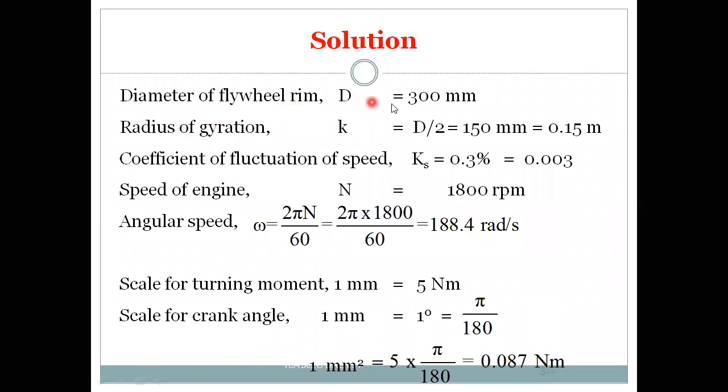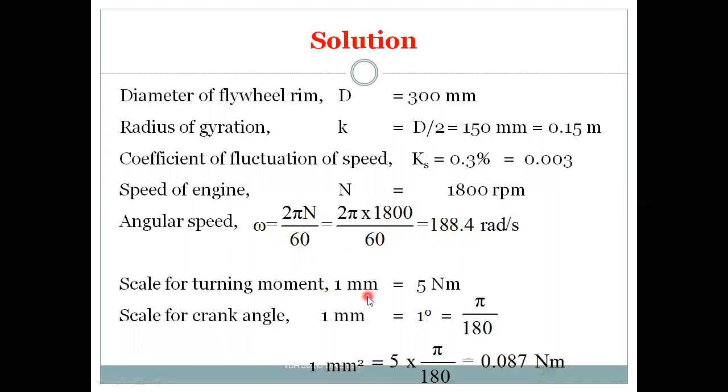So rim of the flywheel diameter D is equal to 300 mm, and radius of gyration k is equal to D by 2, because the diameter is given for us. That is k is equal to 0.15 meters, and coefficient of fluctuation of speed is also given for us, 0.3%, that is 0.003, and speed of the engine n is equal to 1800 rpm. So angular speed omega is equal to 2 pi n by 60, and after substituting 1800 in the formula, we will get 188.4 radians per second.